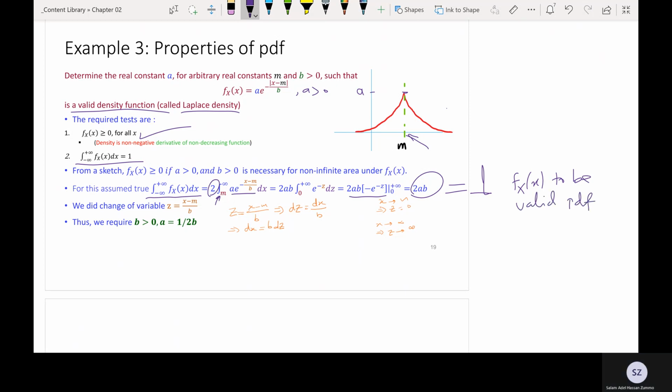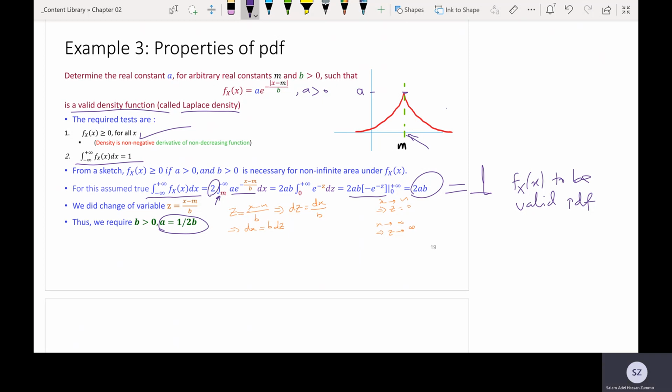Okay. So basically, in order for this to happen, the relationship between A and B has to be A equals, sorry, 1 over 2B. Okay. What does B represent? B basically controls the width. If B is large, then this decays slowly. If B is small, then this decays sharply. So B basically gives you the width.